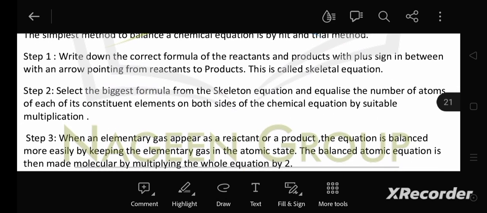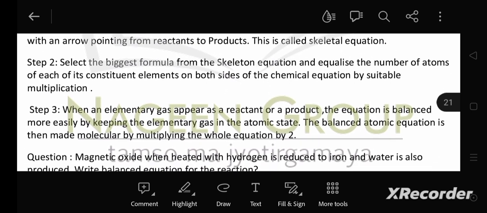Now step number 2: select the biggest formula from the skeletal equation and equalize the number of atoms of each of its constituent elements on both sides of the chemical equation by suitable multiplication. So in step number 2, what do you have to do? In the biggest formula of your skeletal equation, first equalize all the atoms on both sides by the suitable multiplication method.